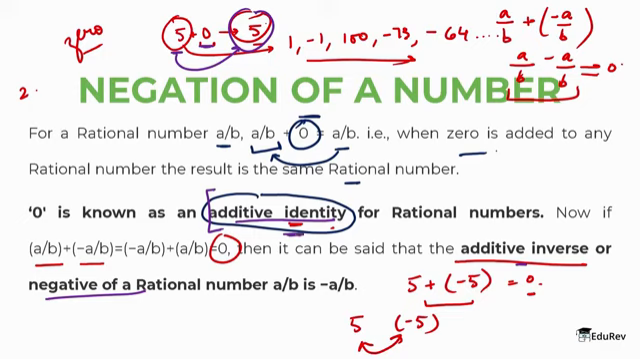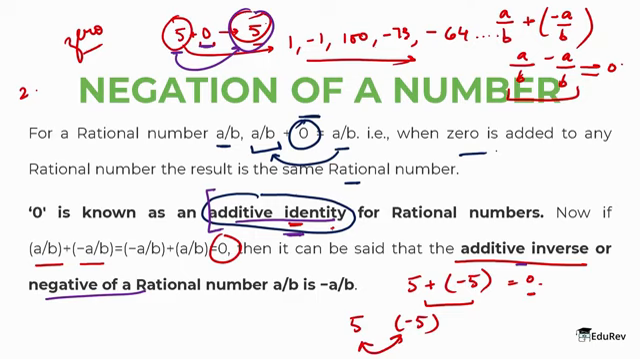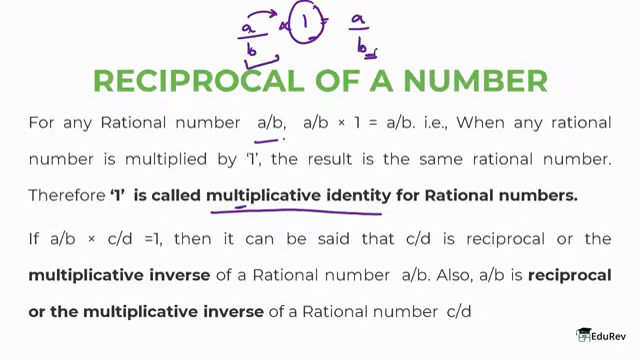That means whenever any number is added to 0, we will get the number itself. Similar to additive identity, we have multiplicative identity. That means if any number is multiplied by 1, we will get the number itself. Now, in the previous slide, we studied additive inverse. So that means we might also have a multiplicative inverse, and we have it.